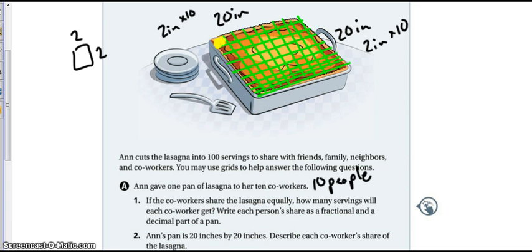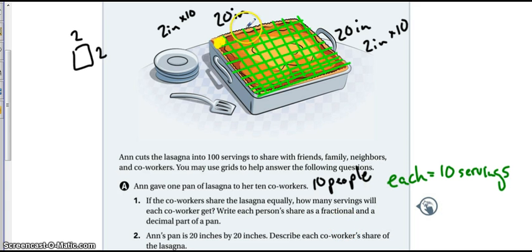We now have 10 people equally sharing this lasagna, so we're going to think about it. So each person, for A1, each equals 1/10 of the pan. Whoops, we'll go back for a second. I'm skipping ahead to the second part of the question. So for our first question, how many servings would each person get? Each person gets 10 servings.